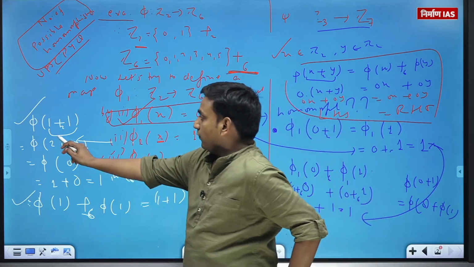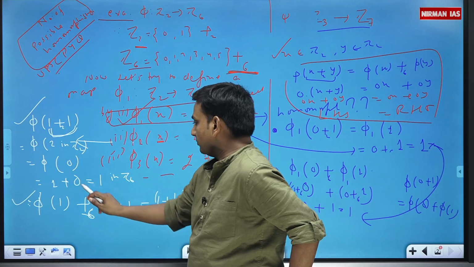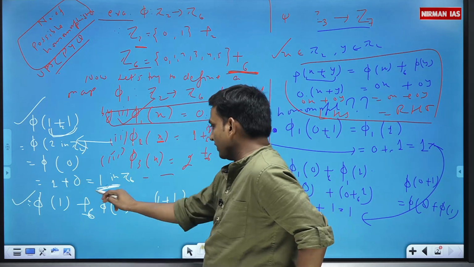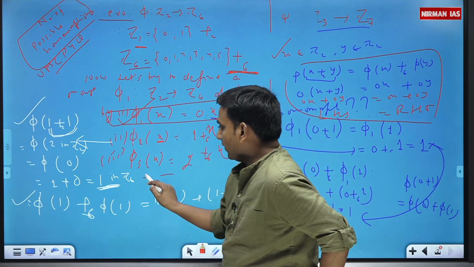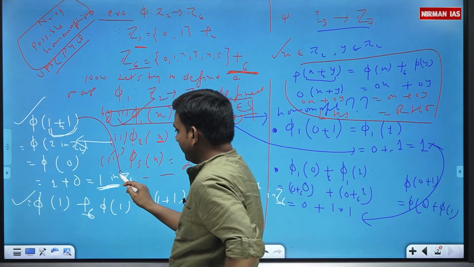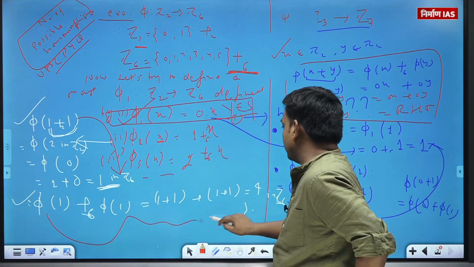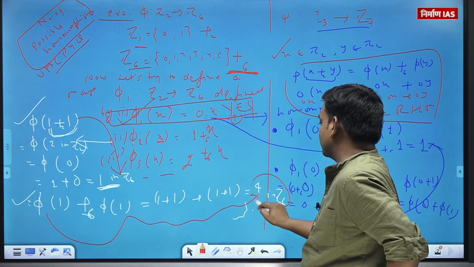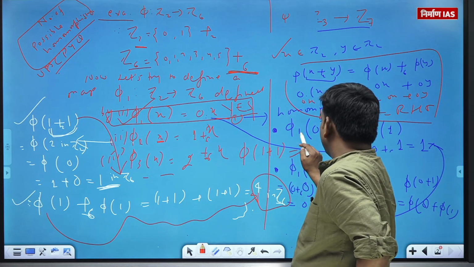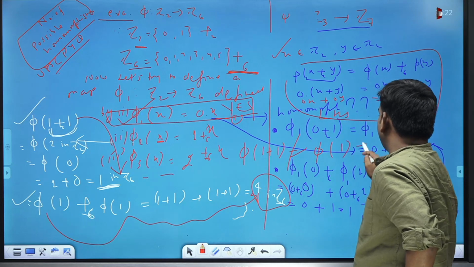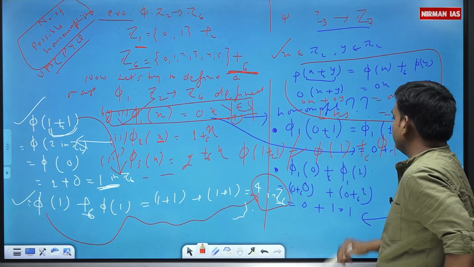So phi of 1 plus 1, that is 2. So phi of 2 in Z2, I got 1. Check it out here. Phi of 1 plus 1 is 1 in Z6, whereas phi of 1 plus phi of 1 is 4 in Z6. This implies what? That phi of 1 plus 1 is not equal to phi of 1 plus phi of 1, where this is in Z2 and this is in Z6.